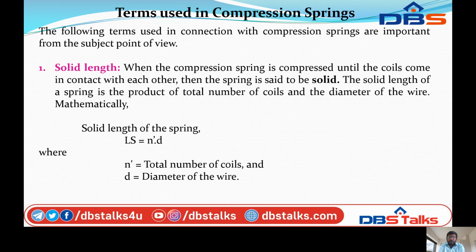So first one is solid length. When the compression spring is compressed until the coils come in contact with each other, the spring is said to be solid. The solid length of the spring is the product of the total number of coils and the diameter of the wire. So mathematically, the solid length of the spring Ls is equal to N dash into d, where N dash is the total number of coils and d is the diameter of the wire.